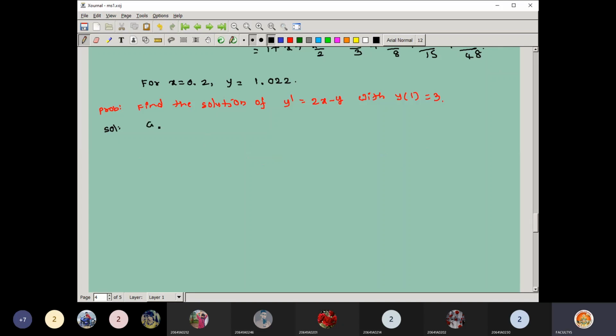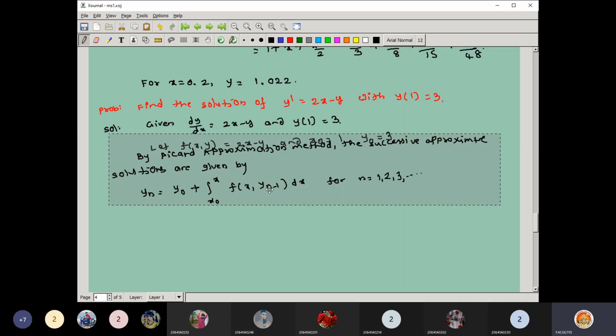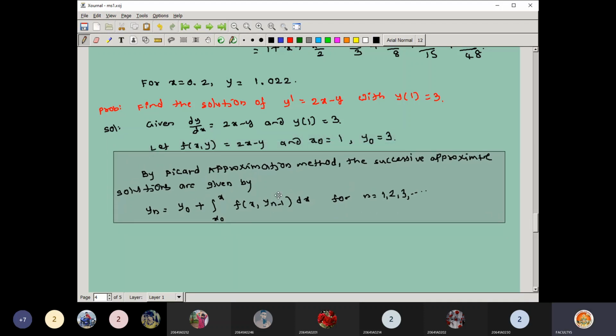అక్కడ కండిషన్ ఎలా ఇస్తే అలా ఉండాలమ్మా. అది గివెన్ dy by dx equal to 2x minus y and the condition is y of 1 is equal to 3. That means your f of x comma y is 2x minus y and x naught value is 1 and y naught is equal to 3. That's the clue. So there you directly substitute your Picard approximation method and try to find out the solution for that.